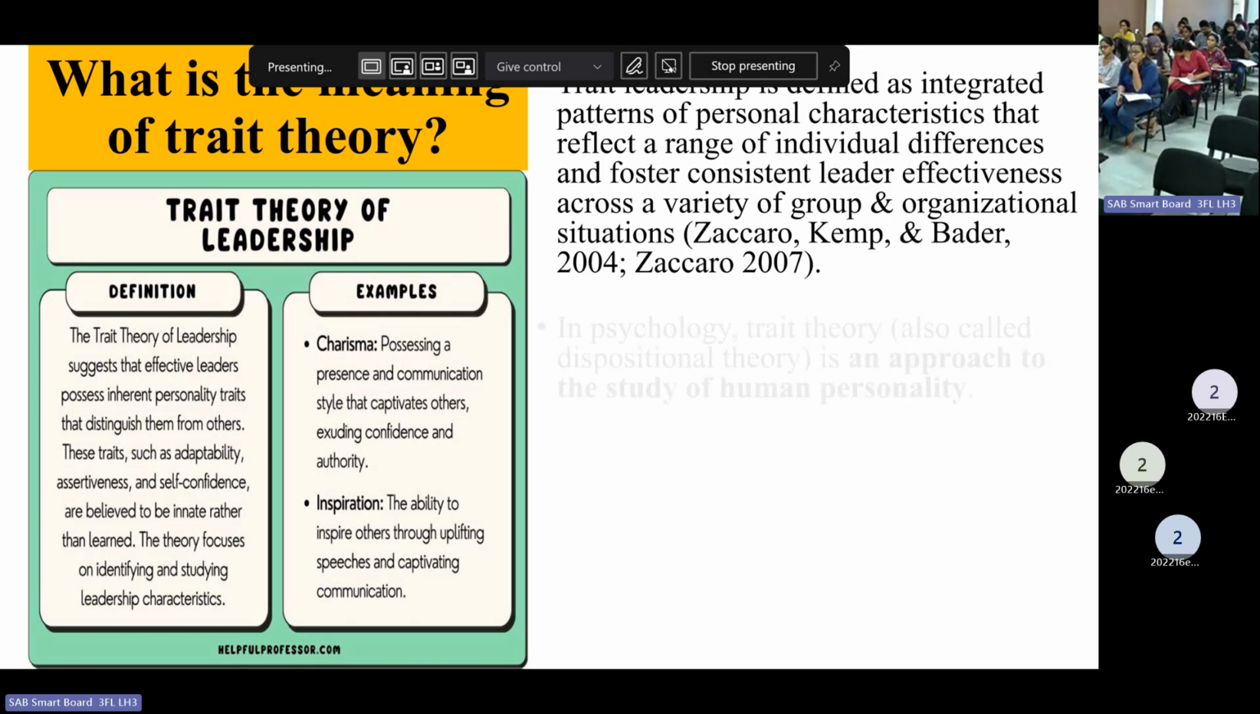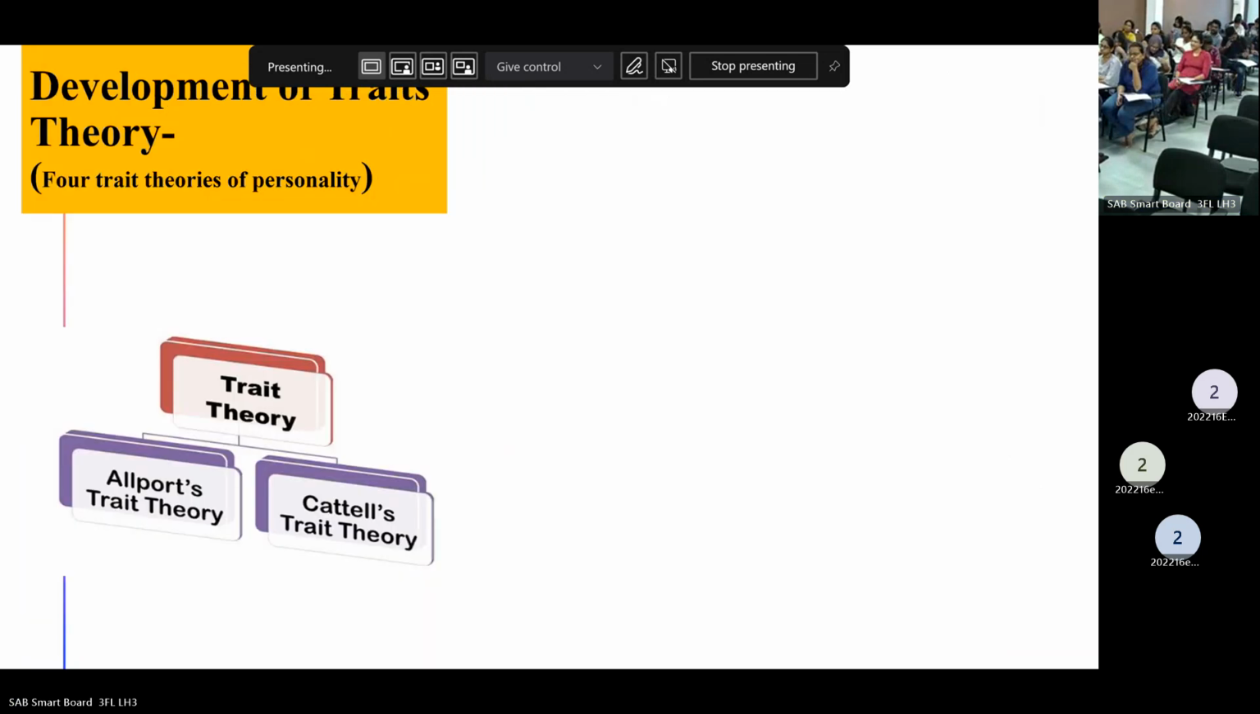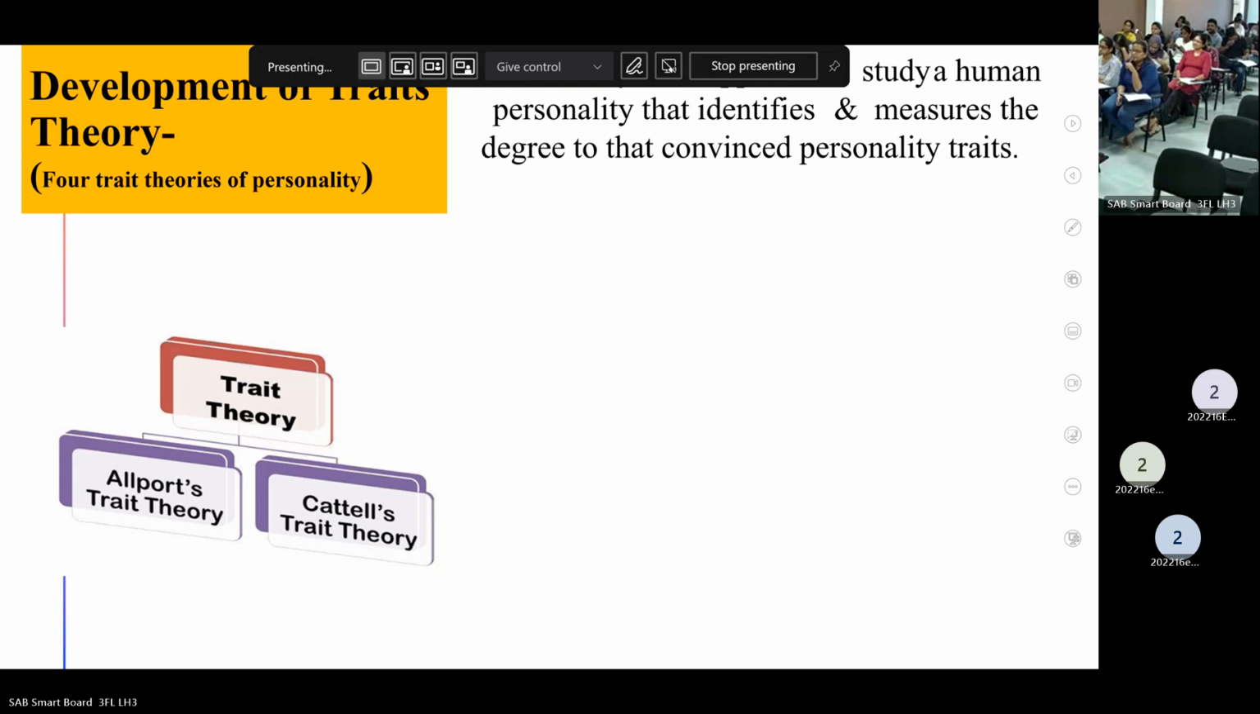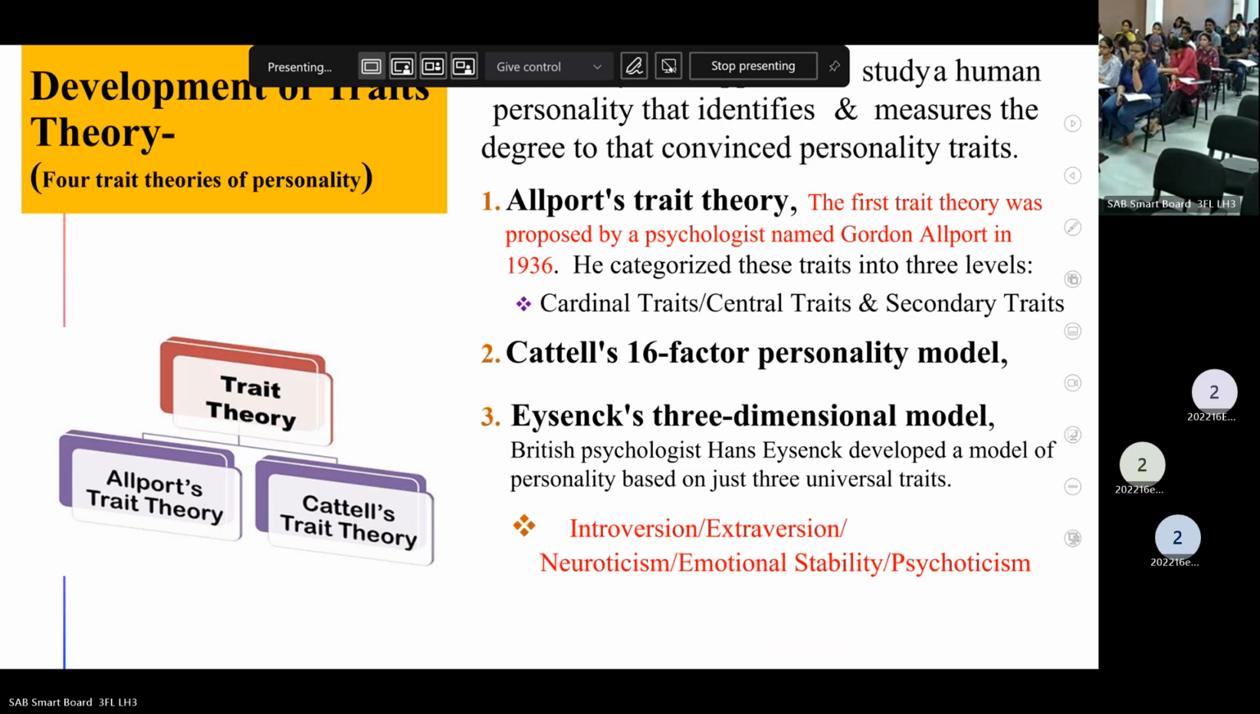Charisma and inspiration there. So this is how some people approach the study of human personality. Based on this, three theories came out, or four theories. One is the Allport trait theory, the 16 vector personality theory, and the three-dimension theory.